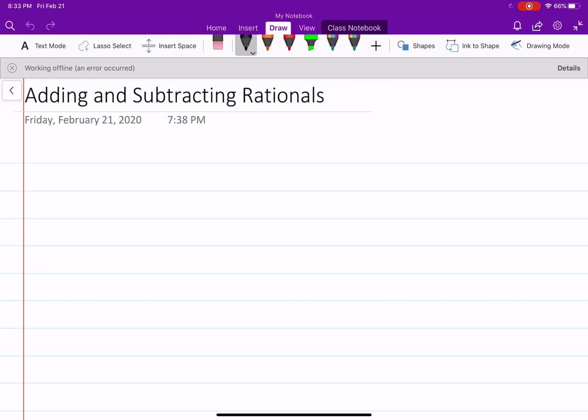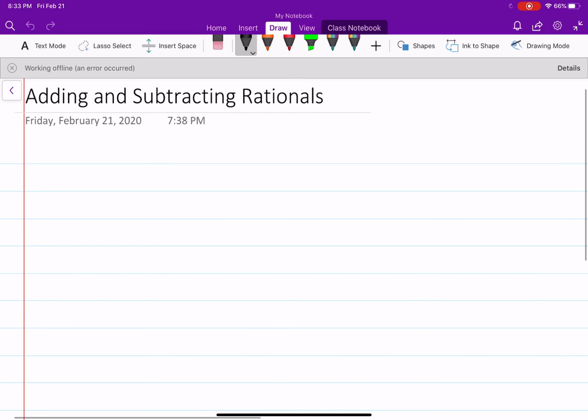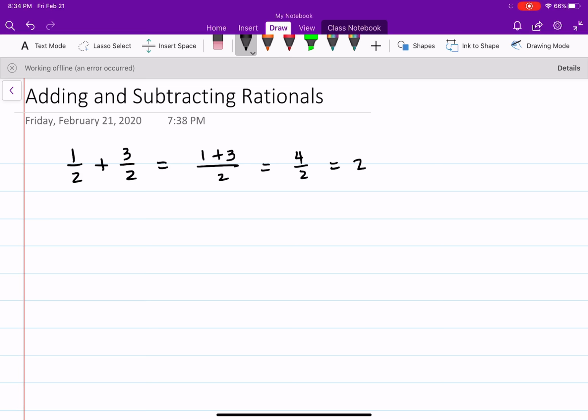So if I had something as simple as 1/2 plus 3/2, and since the bottom is the same, we would add the top and keep the bottom. So now we'll have 4/2, which we can reduce to 2. Something nice and simple like that, just so that you remember that.